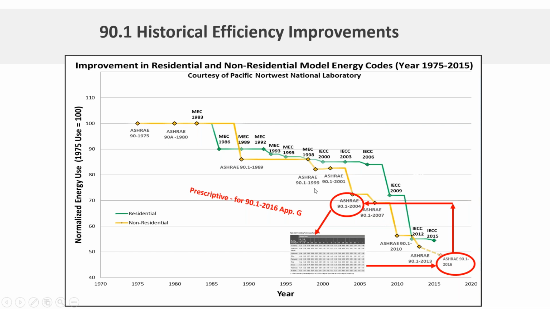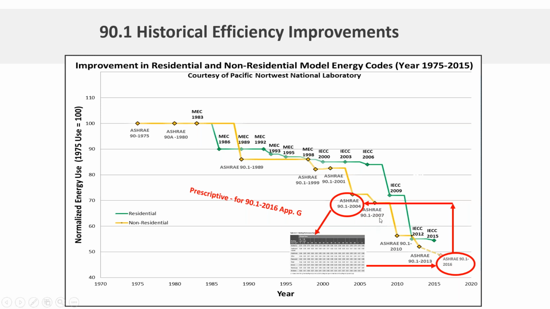'99 and 2001 also had some minor changes. 2004 was the next big change that you saw, and it dropped another roughly 20% in terms of energy use as compared to the 1989 standard. And that was a big change when there were a lot of things added. Appendix G was first added in 2004, which is what we'll talk about today.